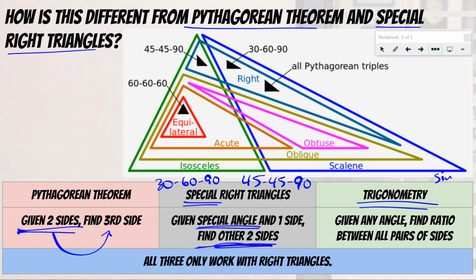Whereas the trig functions sine, cosine, and tangent can relate any given angle, not just a special angle, any angle in a right triangle, and find the ratio between all pairs of sides. And we can also go backwards. If we're given the ratio between two pairs of sides, we can work backwards to find that angle. So this relates angles and the ratio between the sides. This relates a special angle and the sides, the actual measurements of the sides. This just relates two sides to the third side.